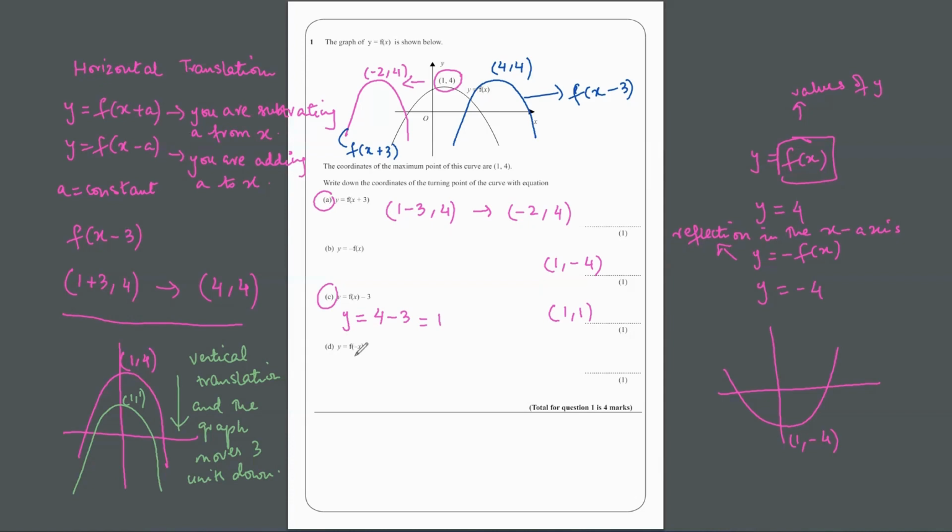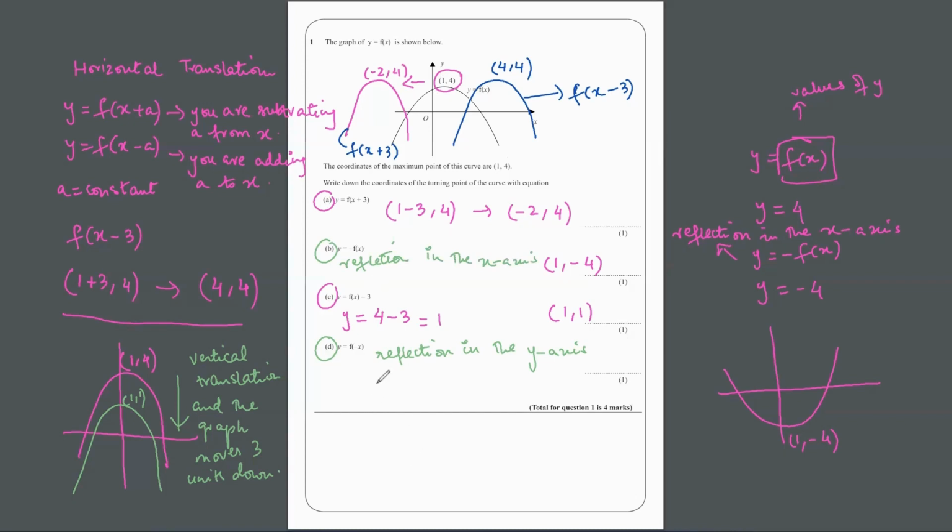Then for part D, it says y equals f of negative x. Now, if we compare B and D, over there a negative sign was attached to the entire function. In D, there's a negative sign attached directly to the x value. So which means it's going to be a reflection in the y-axis now. In the previous case, it was a reflection in the x-axis.